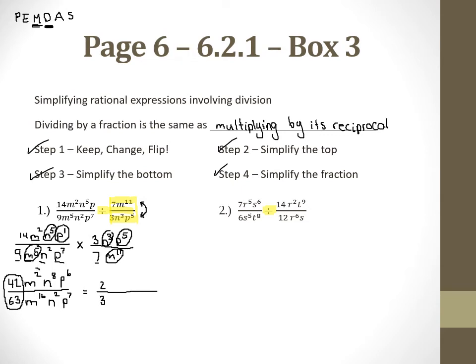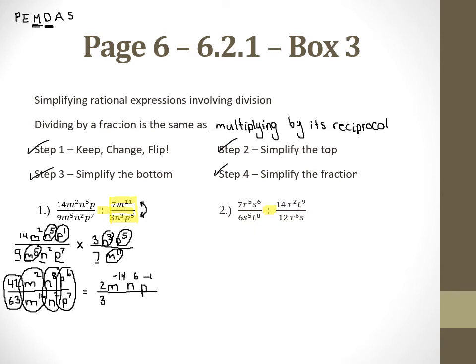Now I've got the variable m. M to the second divided by m to the 16th. When you are dividing, you subtract the exponents. So 2 minus 16, which is negative 14. Then for the n's, we've got n to the 8th divided by n to the second. 8 minus 2 leaves me with n to the 6th power. And for the p's, we've got p to the 6th divided by p to the 7th. 6 minus 7 leaves me with negative 1.